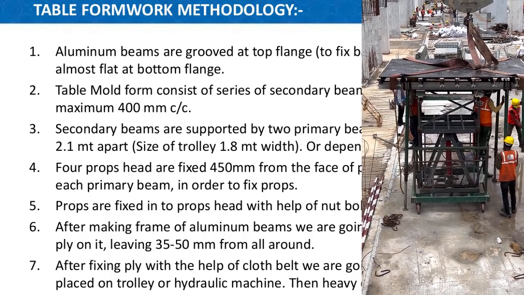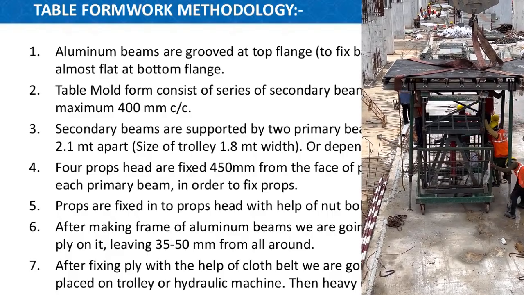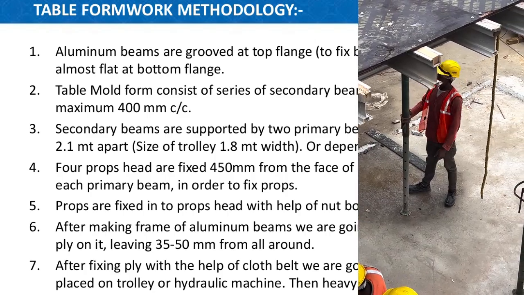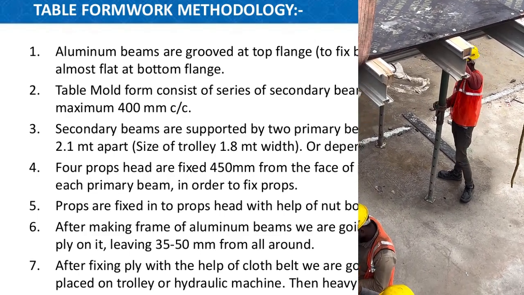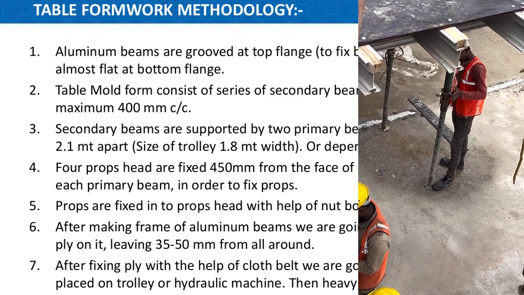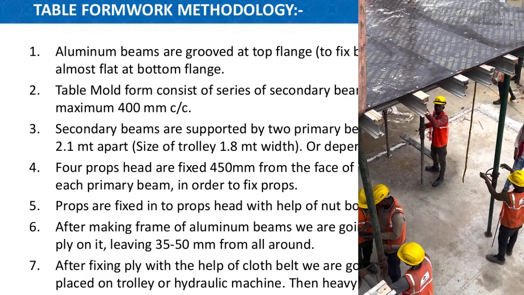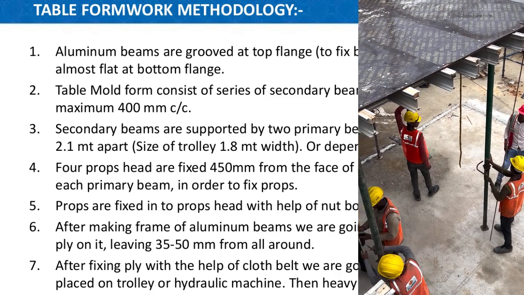After fixing ply, with the help of cloth belt we are going to lift the mold and place it on a trolley or hydraulic machine. Then heavy duty jacks are fixed on each corner. Now after making the assembly, we need to place it on the trolley. Without this trolley it is not possible to fix the props or the heavy duty jacks. So after fixing this, you need to fix the prop.